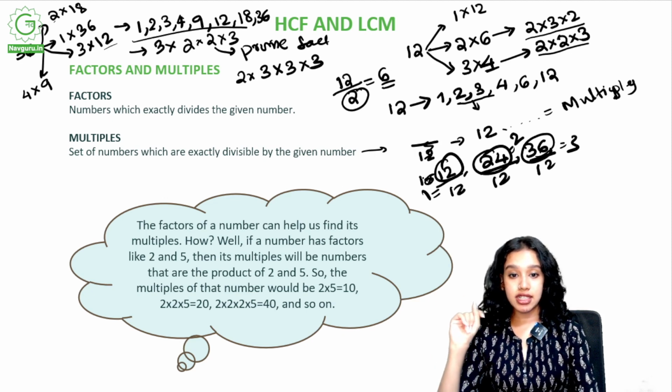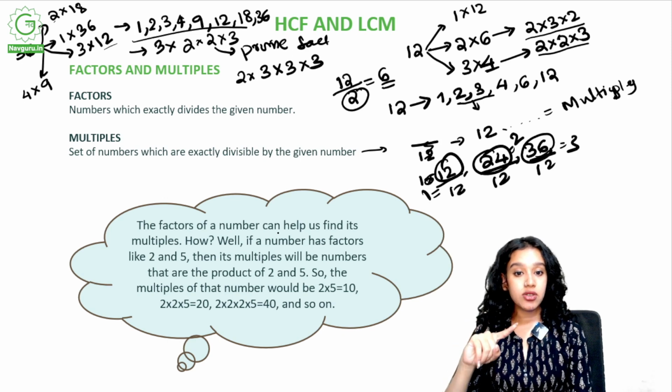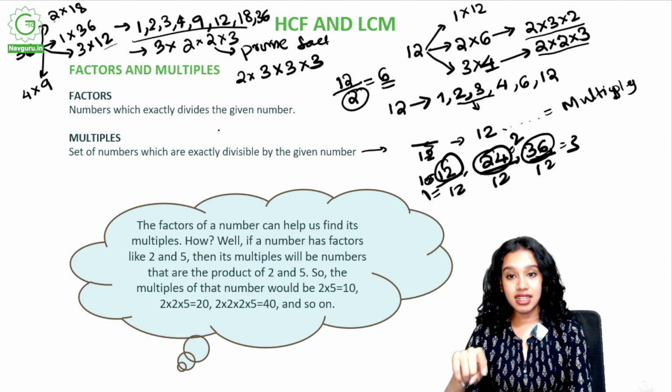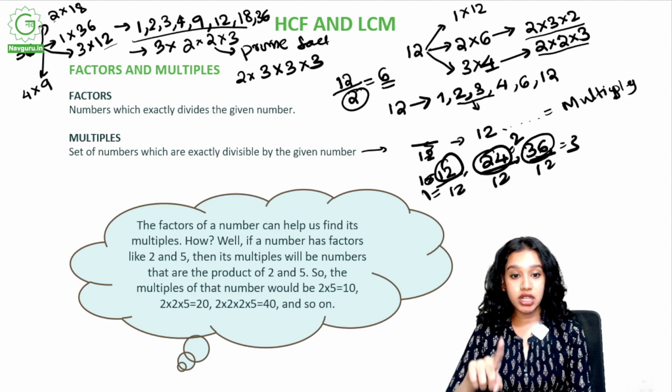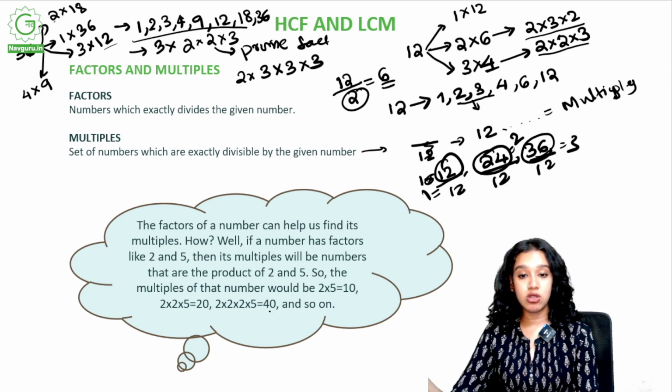Now here is an interesting fact. The factors of a number can help us find its multiples. So how are they related? Well, if a number has factors like 2 and 5, then its multiples will be numbers that are products of 2 and 5. So the multiples of the number would be 2 into 5, which is 10, 2 into 2 into 5, which is 20, 2 into 2 into 2 into 5, which is 40, and so on.